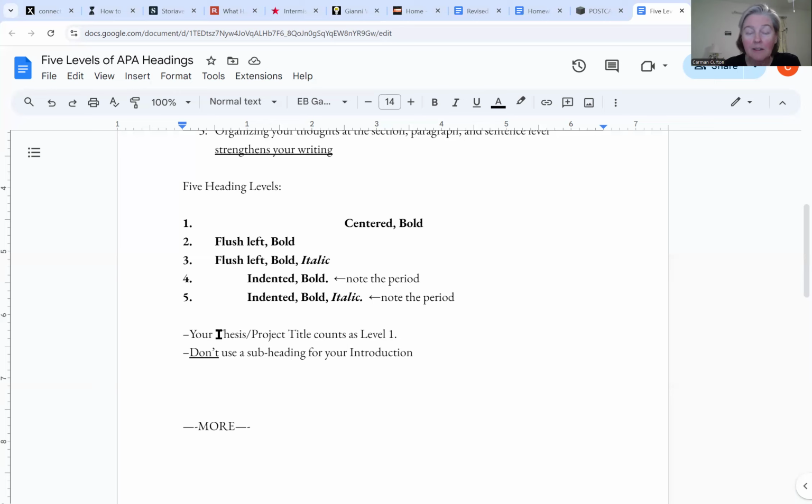Okay, the title of your thesis or your project counts as a level 1 heading. This is the level 1 heading. Okay, don't create a subheading called introduction. Okay, so the first few paragraphs that come right after the title of your thesis are considered the introduction. Everybody knows that. Okay, probably the next first level heading after your title will come after your introductory paragraphs, and that will be your literature review.